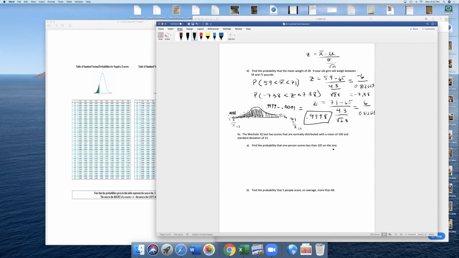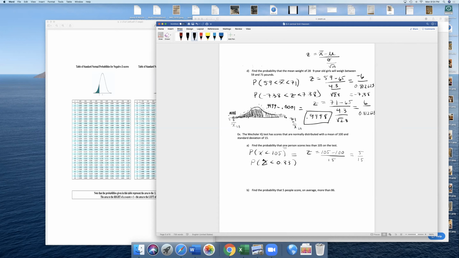Find the probability that one person scores less than 105 on the test. Okay, so we're going to start off, and I'm going to work this one a little bit quicker. We're going to start off with x's, and it's an individual, the probability that one person. So find the probability that x is less than 105. And we're going to convert that into z's. And because this is an individual z, we're going to use the formula z is equal to x minus mu over sigma. So 105 minus 100 is 5 over 15. And 5 over 15 is the same thing as saying find the probability that z is less than 0.33.